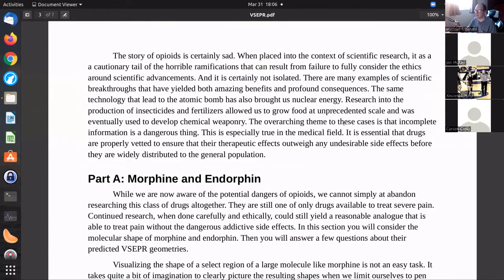So I fit in a little bit about ethics here. I also start talking about some of the other things that have come and been good with science and been awful, right? I mean, we have nuclear energy and we have atomic bombs, right? We've got the insecticides and fertilizers that help us to grow all the food that we need.